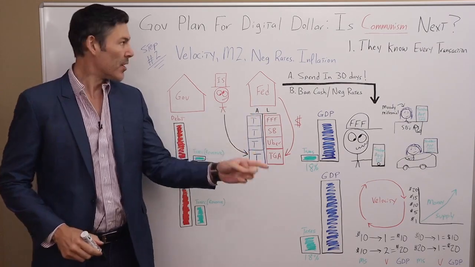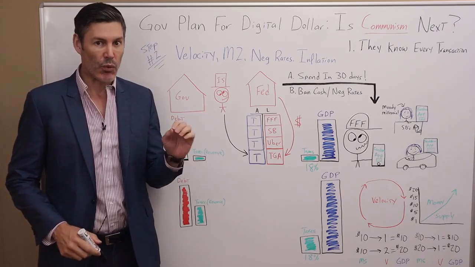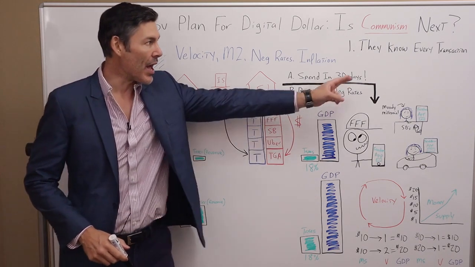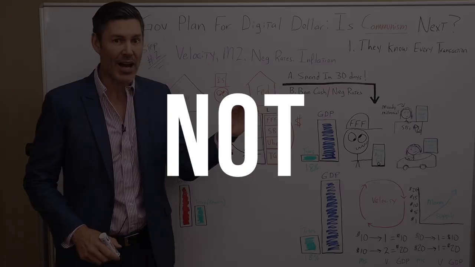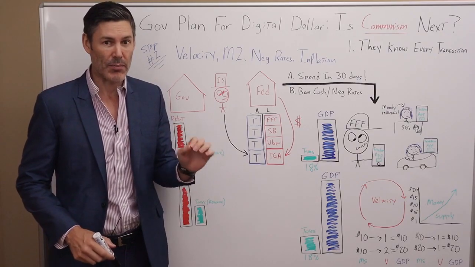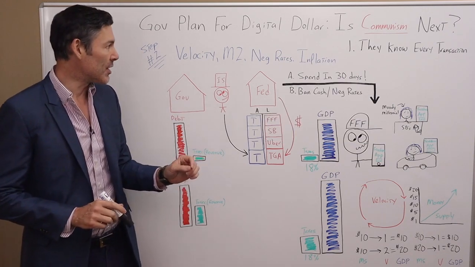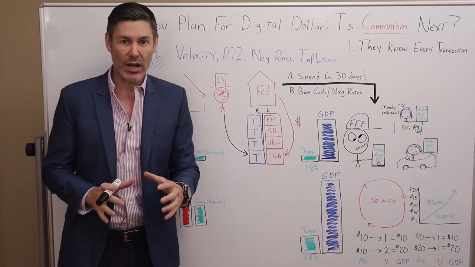Step number 2: velocity, money supply, negative interest rates, and inflation. In step number 1, we went over how the Fed, the government, will know every single transaction. And it's not just about privacy. That's just where the story begins. It gets a lot worse. But it also gives them the ability to manipulate velocity, money supply, and the rate of inflation.